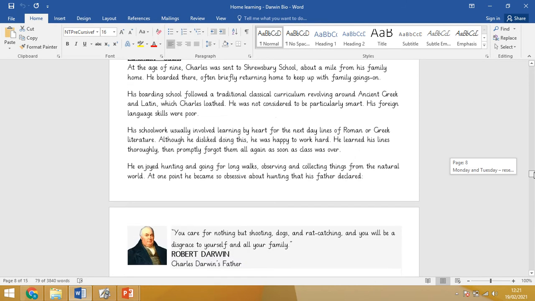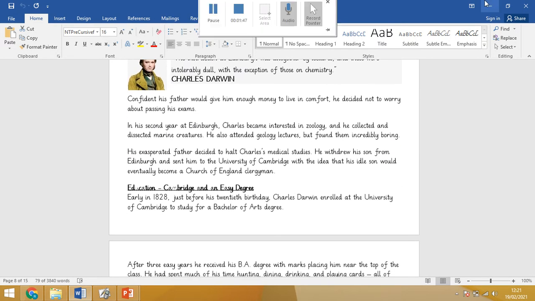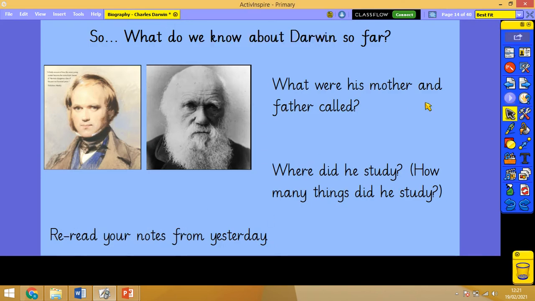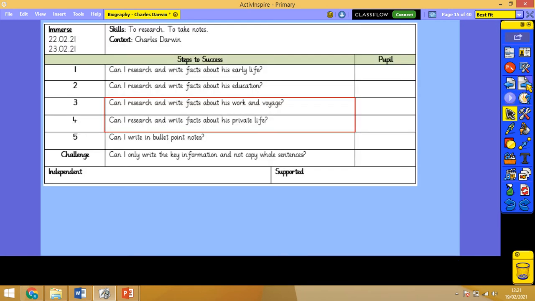One more. He went to Shrewsbury School. I don't think there was one more. Edinburgh Medical School, Cambridge, yeah. And he didn't like any of it either. He studied a lot of things. He studied at one point to be a priest, but didn't agree with religion. Very, very unusual in those times.